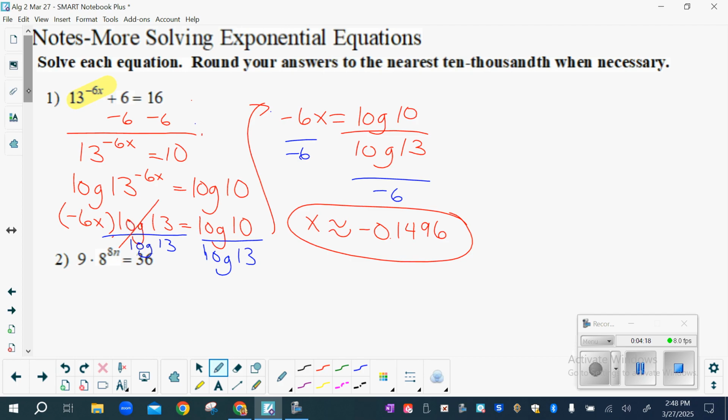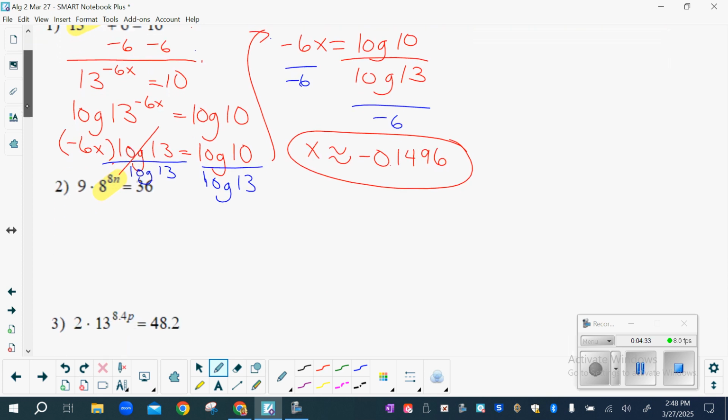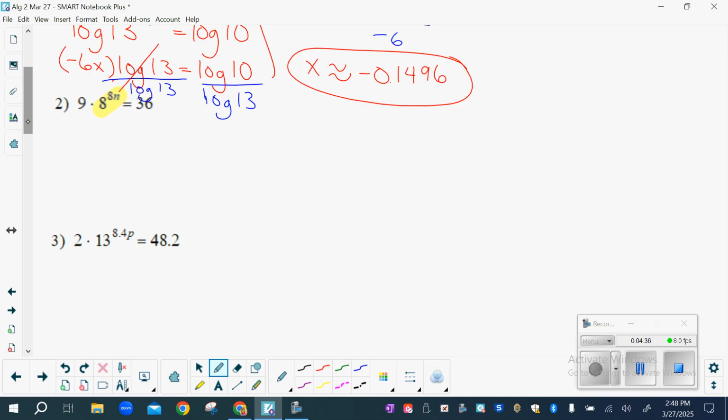So what is my first step on number 2? Again, I want to get this 8 to the 8n by itself. So this group here, tell me what to do first on number 2. Good. We want to divide by 9. Does that make sense that we would divide by 9? Because a really common mistake on this one is students want to take the log of both sides first. But we got to get this highlighted part by itself. Okay, so we get 8 to the 8n equals 36 over 9 is 4.